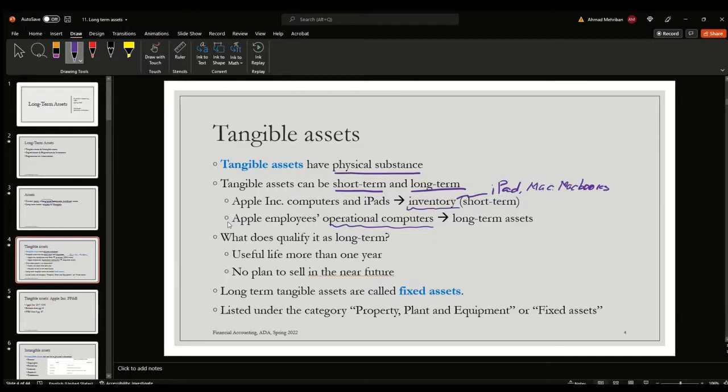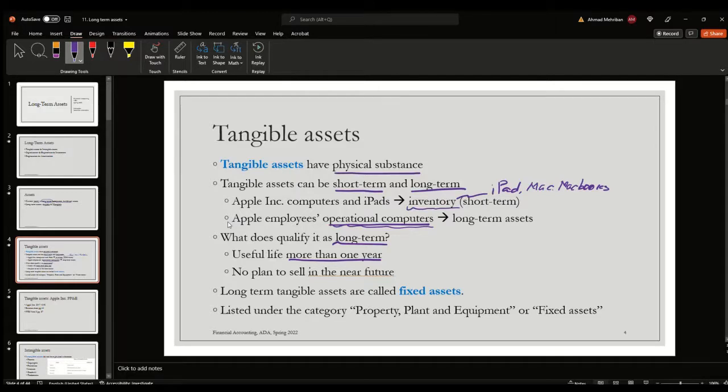So what exactly qualifies as long-term? I already mentioned it quite a bit. They have a useful life of more than 1 year. The company has no plan to sell this item in the near future. For example, operational computers that the company uses to make their business run, the ones that they use in their offices. These can also be sold, but they don't have the plan to sell them. They cannot be identified as inventory or as a short-term asset.